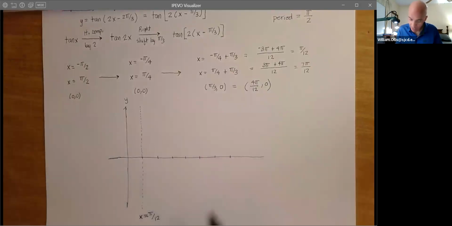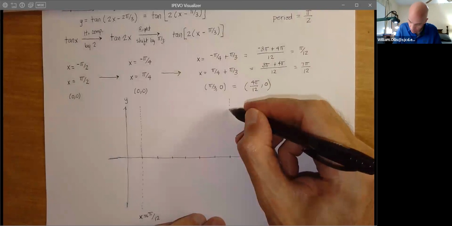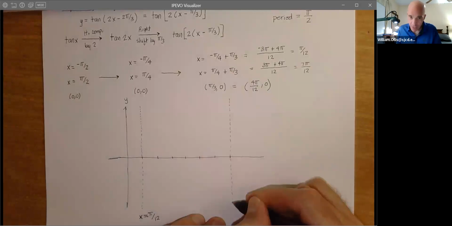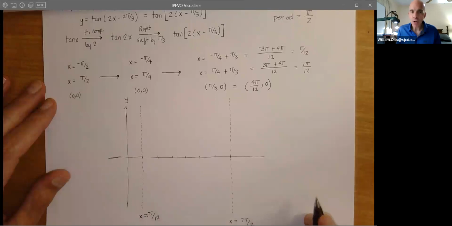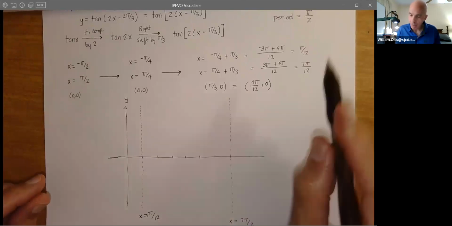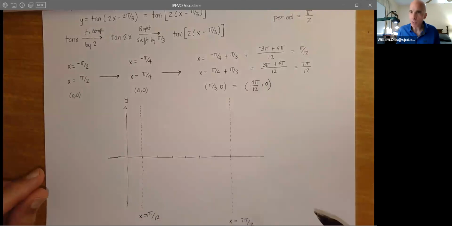Okay, and so now seven, so we got 1, 2, 3, 4, 5, 6, 7. The other vertical asymptote is here. So we have x equals 7 pi over 12. So maybe the problem just says, give the principal asymptotes. And so now what we can see is that these would just all be separated by pi over 2. So you could just do like n times pi over 2 if you wanted to, or write it as n times pi over 6 and get all the vertical asymptotes. That'd be a nice WebAssign question.